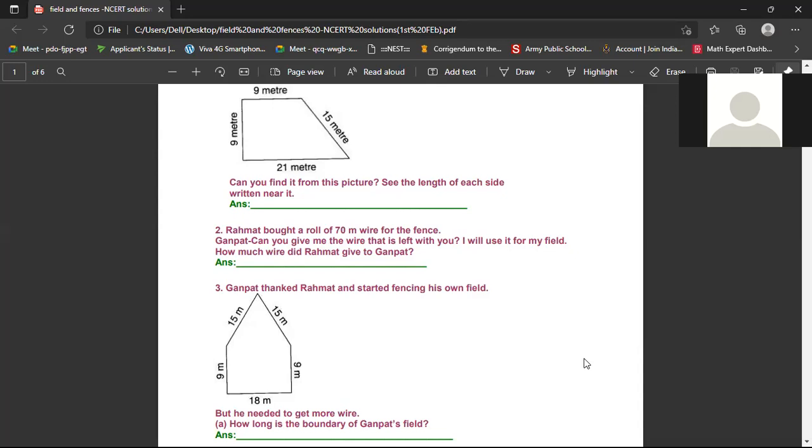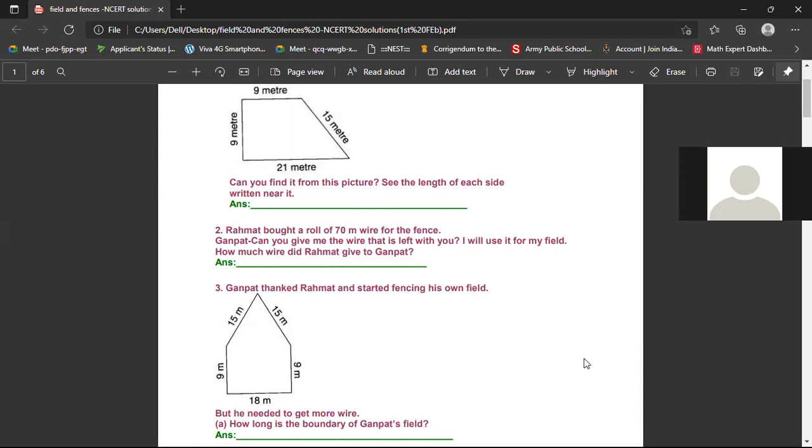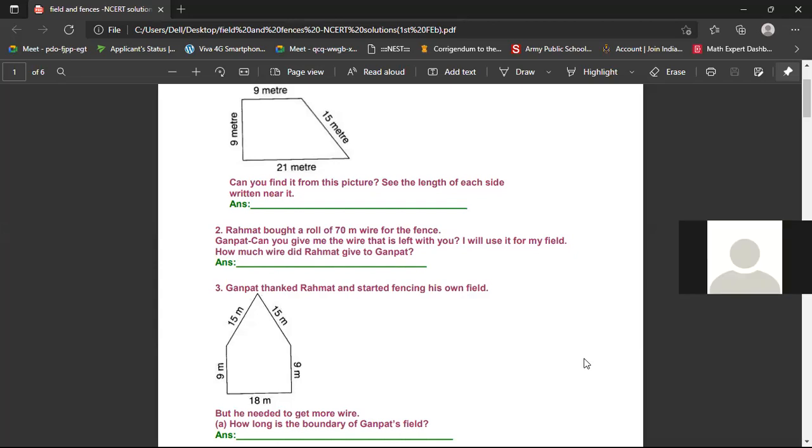And Ganpat requested Rahmat, you please give the extra wire to me. So Rahmat is giving wire to Ganpat. How much is she giving? The extra, the balance. How much is the balance wire? 16 meters. Out of 70, 54 used, remaining 16. So 16 meter wire she wanted to give to Ganpat. So the second question answer is, how much wire did Rahmat give to Ganpat? 16 meters.